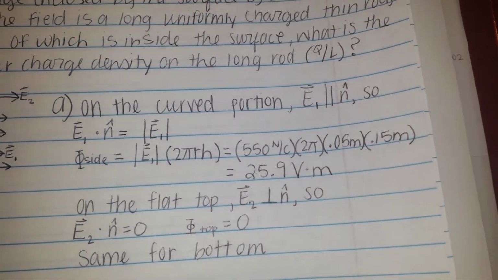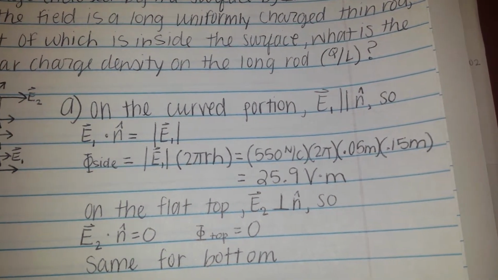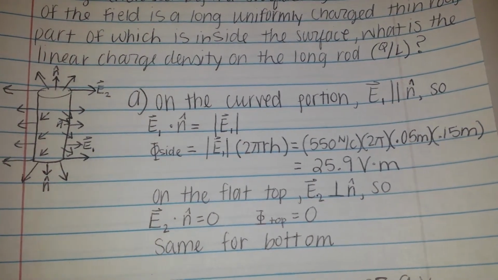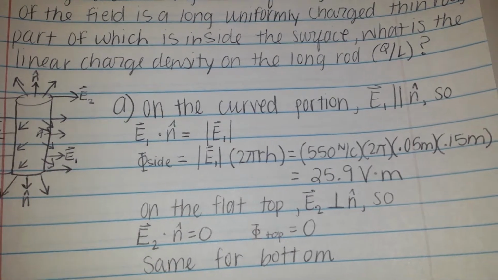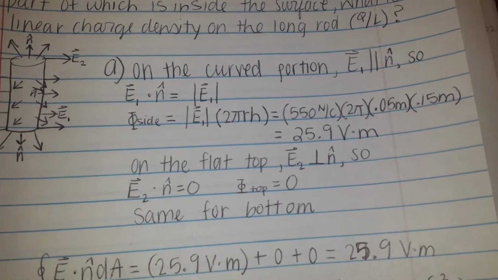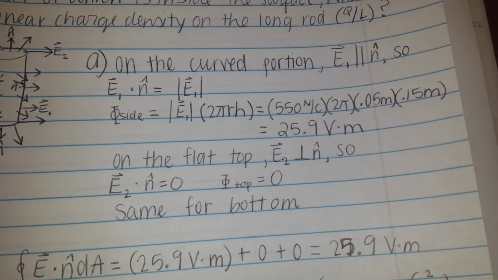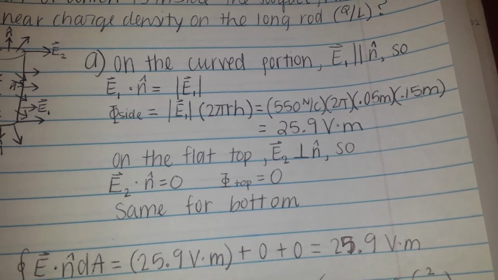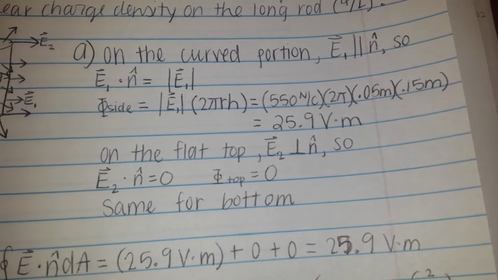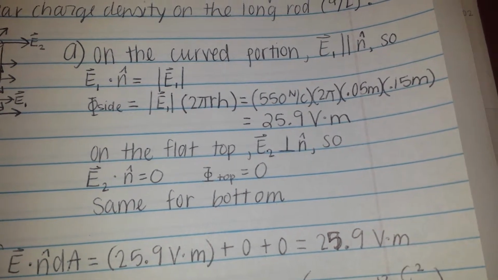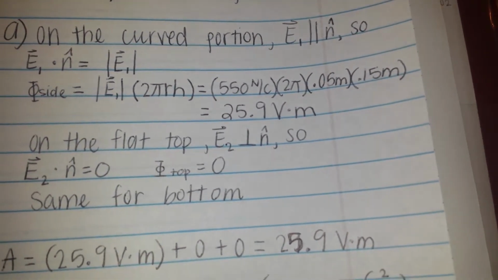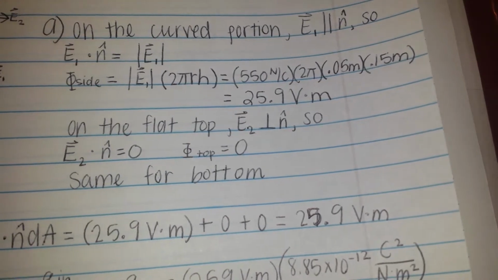So with that being said, on the curved portion, E1, like I said, is parallel to n hat. So doing that, the magnitude is just E1. So we can find the electric flux, E1 times 2 pi R H, and just plug in the numbers there, and we get 25.9 volt meters.